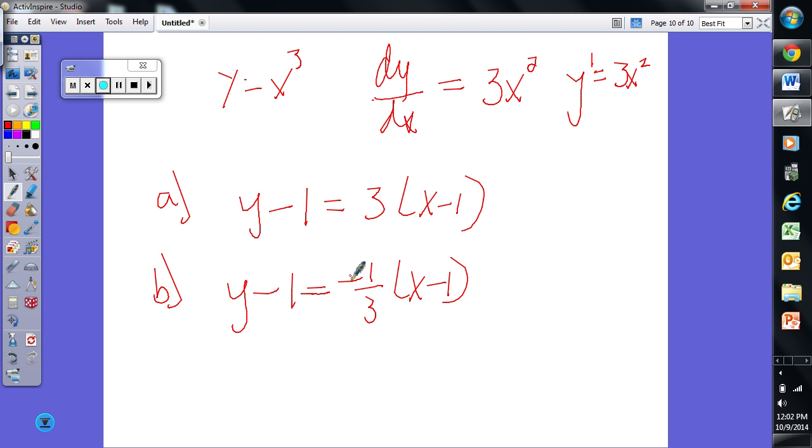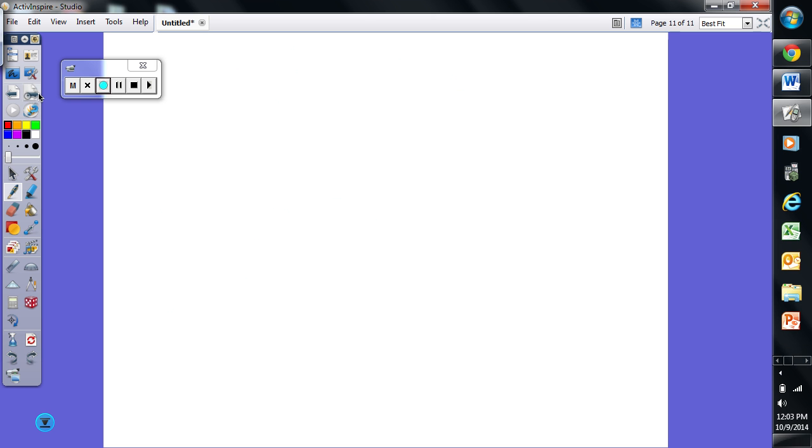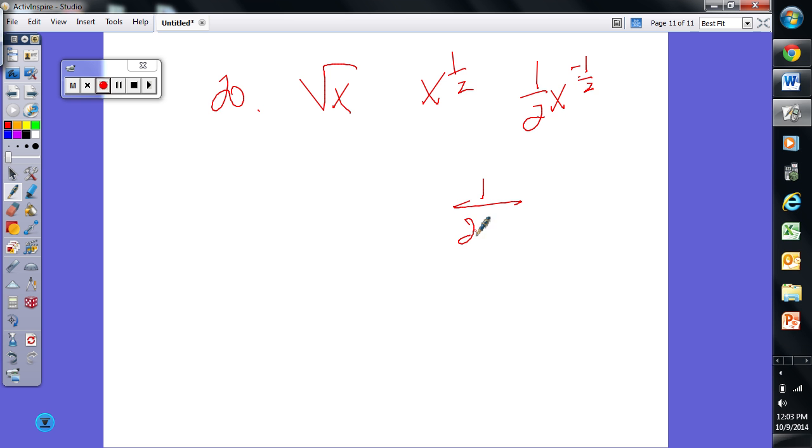Why do they have 1/4? Oh, that's the wrong question. 19, we're good. And find the lines that are tangent to the curve at square root of x. This is number 20. Square root of x. Well, that's really x to the 1/2, and the derivative of that is 1/2 x to the negative 1/2. Or in other words, 1 over 2 root x. And we want it at the point x equals 4.